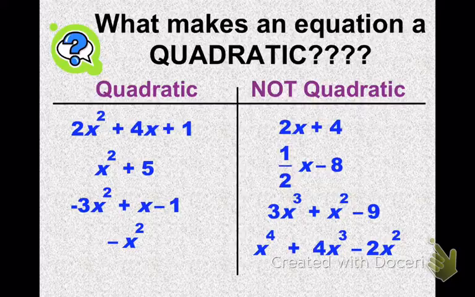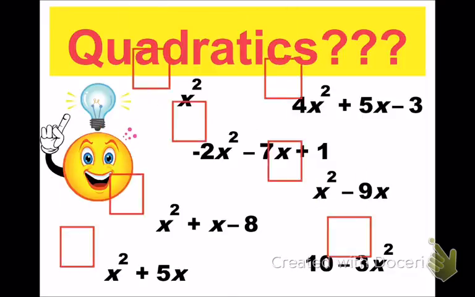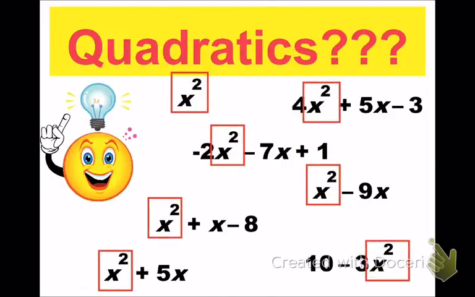The ones on the right, even though some of them do have that power of 2, they do have an even bigger power, which makes them not quadratic. The first two on the row, on the not quadratic side, are just regular linear equations, or expressions, I should say. All right, so again, here's a multitude of quadratics. Let's just box in the part that makes them quadratic, which is the term that has the x squared on it. So that's what makes all of these quadratics.